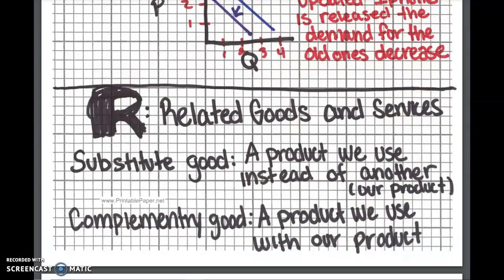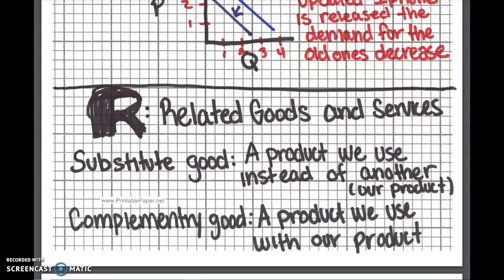Now, related goods and services. You have two different types of related goods and services. And like I said, when you think about related goods and services, think about batteries. So how other goods affect how much of a product we buy. So there are two kinds. There are substitute goods, and that's a product we use instead of another product. So when we're talking about substitute goods, think, you're getting lunch today. Are you going to stop at McDonald's or are you going to stop at Burger King?